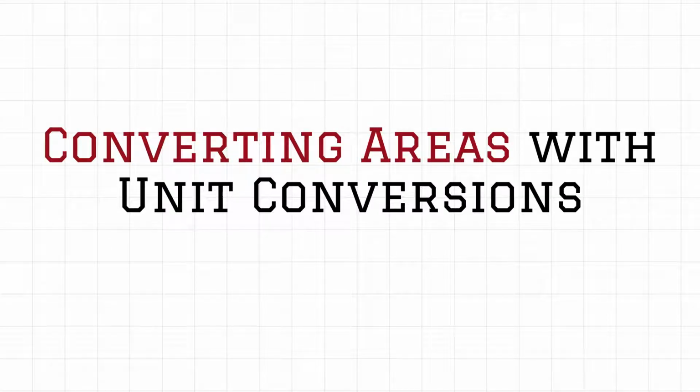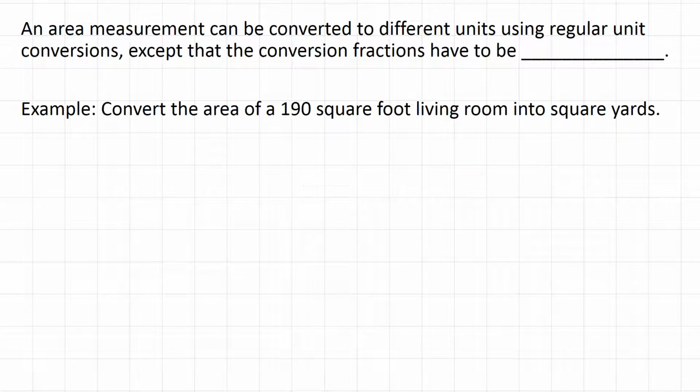We can use those linear unit conversions to also help us convert area measurements. Area measurements can be converted to different units using our regular unit conversions, except that the conversion fractions have to be squared. And that's because the units of area are squared. Let me start by showing you an example here.